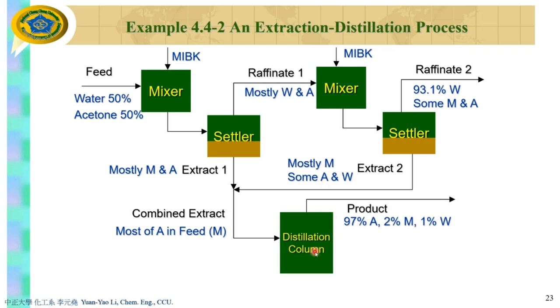So the upper stream is 97% acetone, 2% MIBK, 1% water. If this is accepted, this is pure enough. The purity is 97% acetone. And the bottom stream is called recovered solvent, which is mostly MIBK and some of the acetone and water. So this is the process.